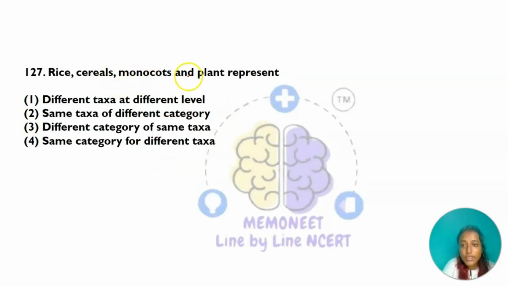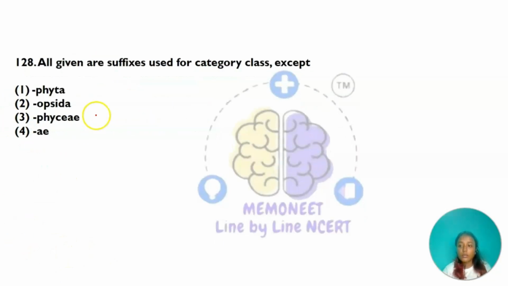Rice, cereal, monocots, and plant represent which of the given options? Rice is a cereal, a monocot plant belonging to cereals. So they are different taxa at different levels. This is the correct answer, which is option 1. Now let's read out this question first: all given suffixes are used for category, class, except which of these? The correct answer is phyta, because for the rank division in plants, instead of phylum, which we use in the animal kingdom, we use phyta, like Bryophyta, Pteridophyta, etc. So let's move on to the next question.